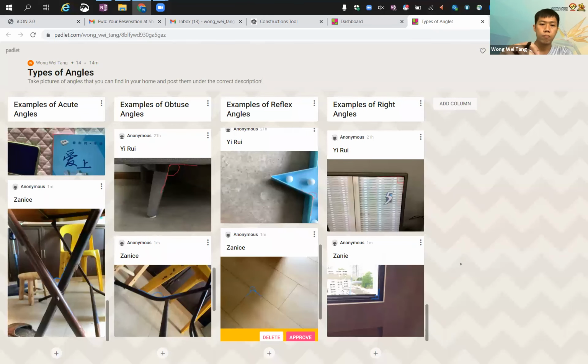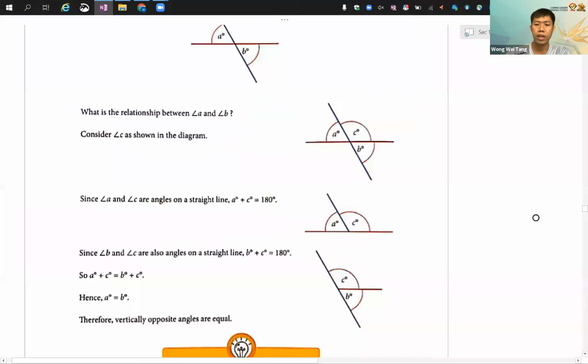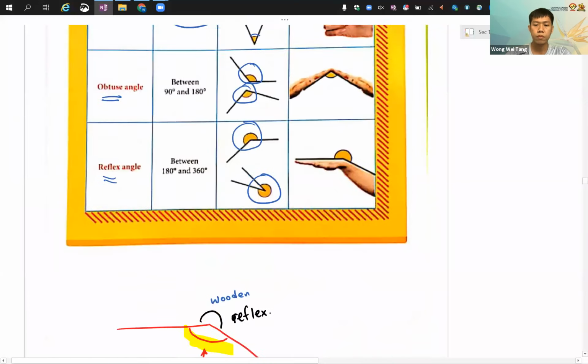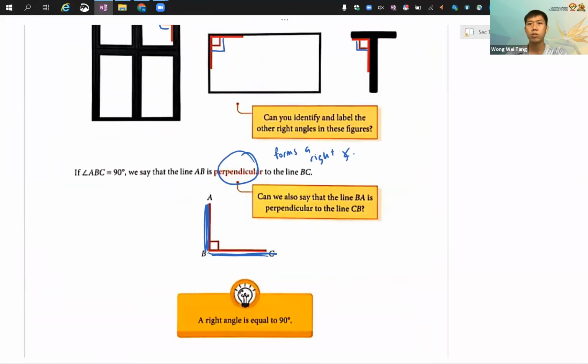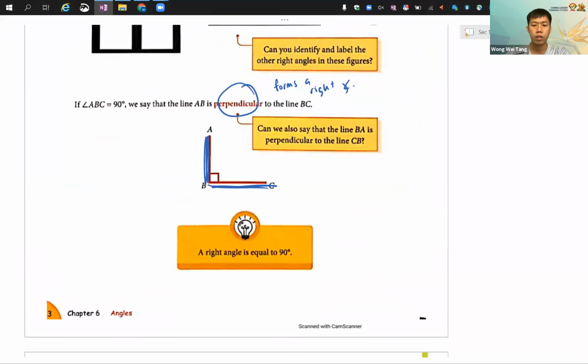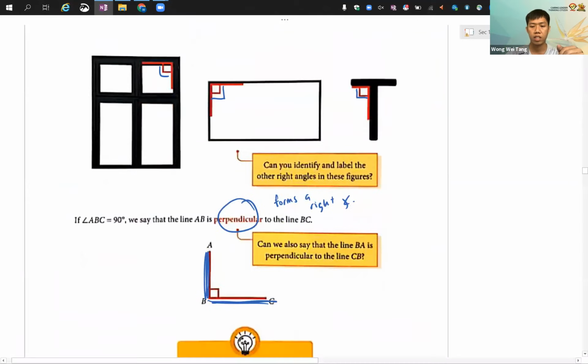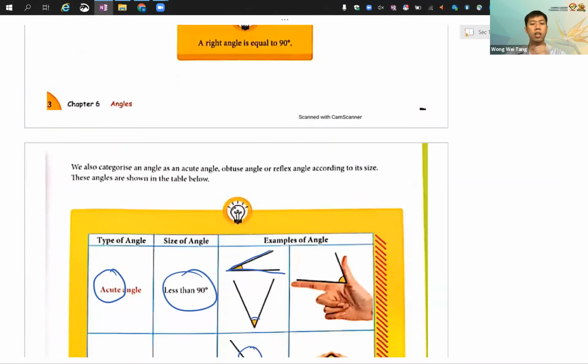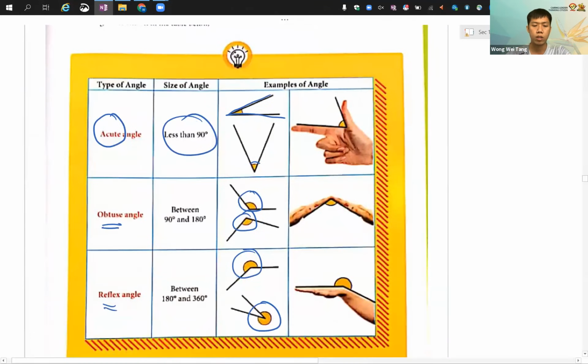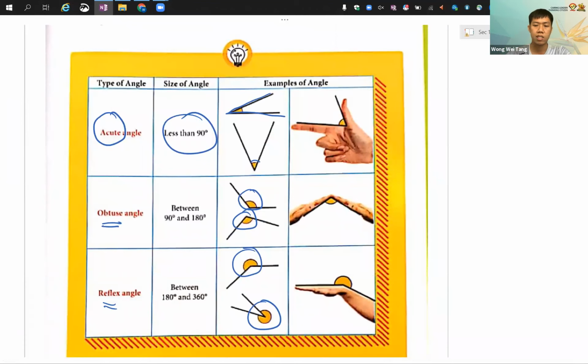Okay, so let's do a quick recap on what we covered the last time. We talked about the different types of angles. So we had our right angle, something that is very commonly seen everywhere, 90 degrees. We also covered that in primary school already. Then we talked about the three other types of angles that we need to know. Acute angle, which is less than 90 degrees. The first one over here.